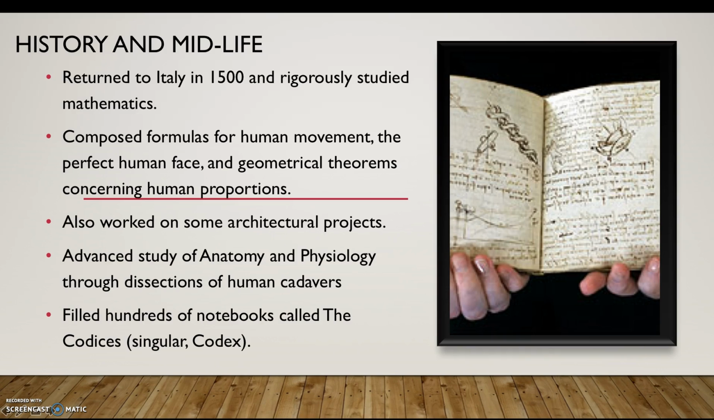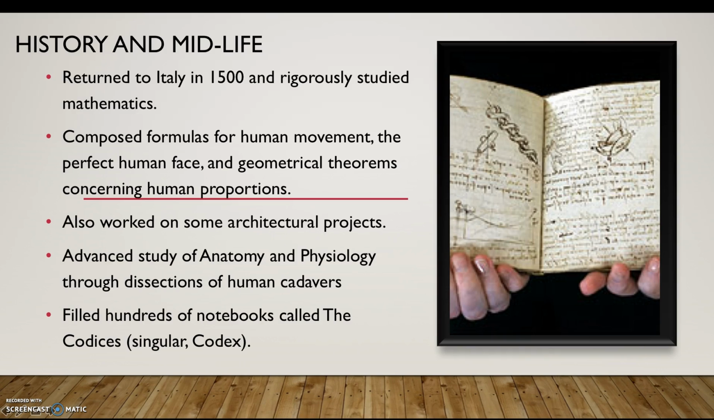Da Vinci returned to Florence, Italy in 1500 to study mathematics. Some of the equations, formulas, and theorems he worked on related to human movement and human proportions, as well as ideas akin to Newtonian physics. He was commissioned to consult on an architectural project that eventually fell through.